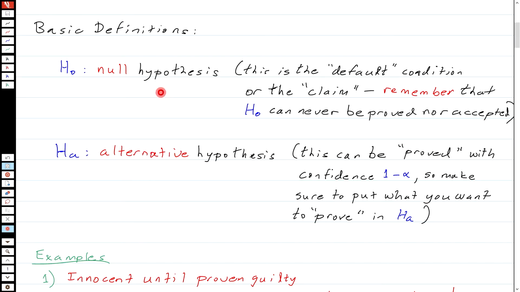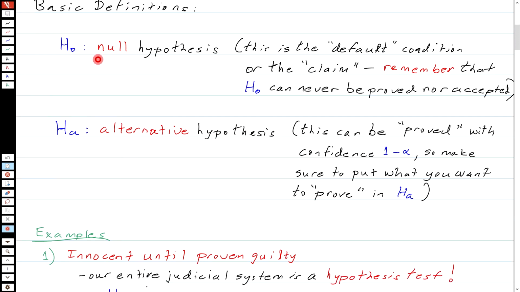The other thing that I'll try to keep mentioning is that the null will always include the equality. So there's going to be three types of tests. There's two one-sided ones: there's a less than or equal to, there's a greater than or equal to. And then there's an equality one where we've just got equal to. But in any case, the equal sign always occurs in H0, never in HA.